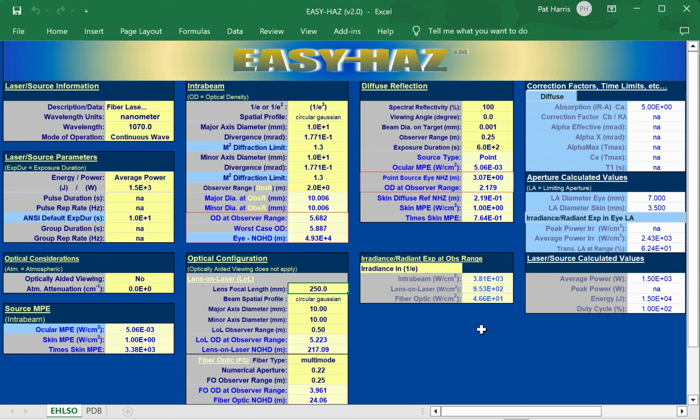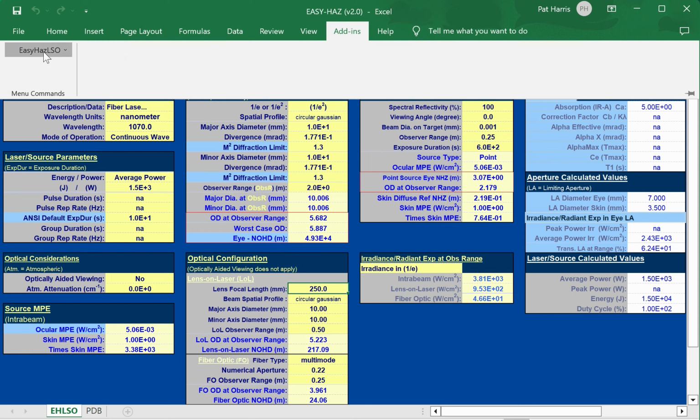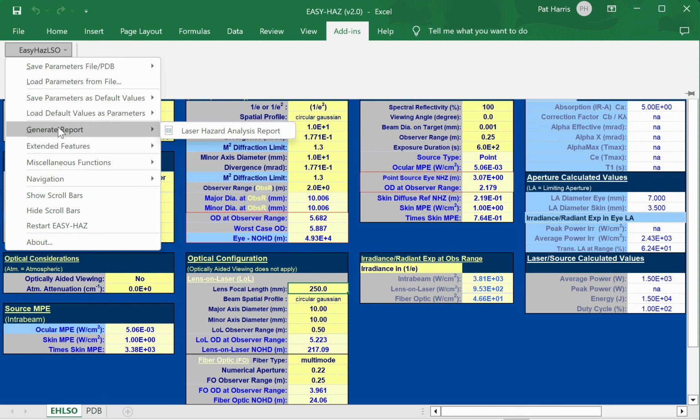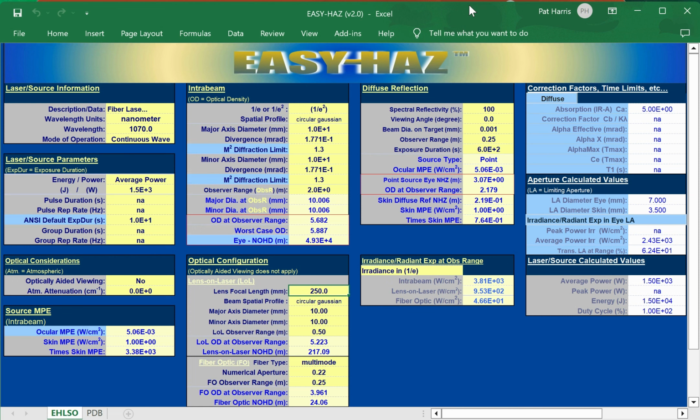Then all we have to do is come up and generate a report if we want to, and we'll have everything we want to know to go along with the information that the LSO needs in terms of a hazard analysis that needs to be on file. Okay, so I think that's about it.